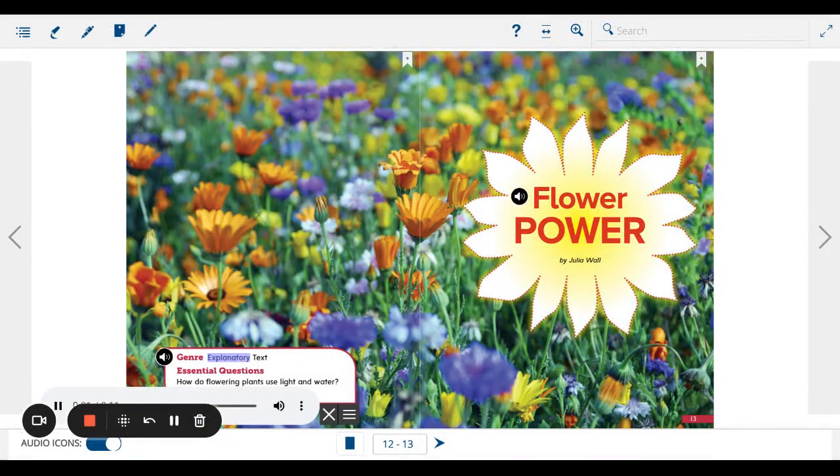Genre, explanatory text. Essential questions. How do flowering plants use light and water? How are seeds spread? Flower Power by Julia Wall.